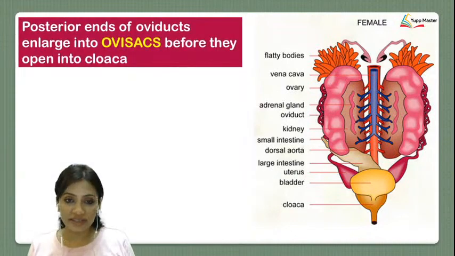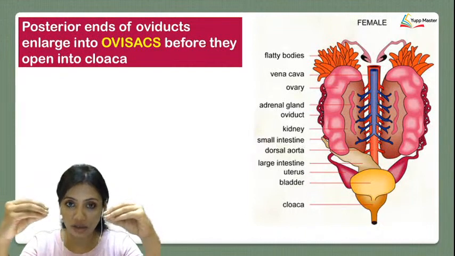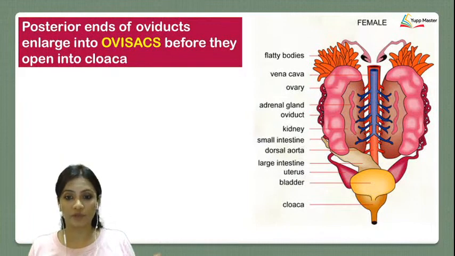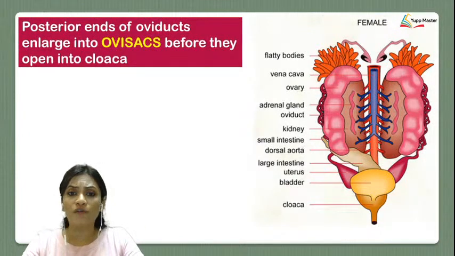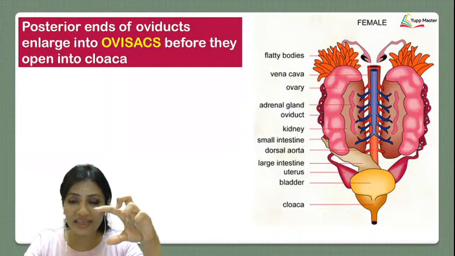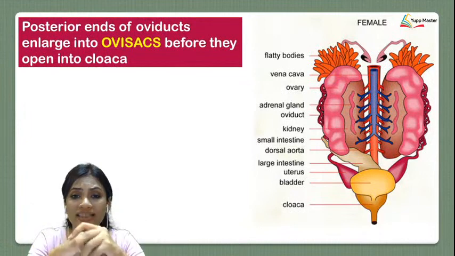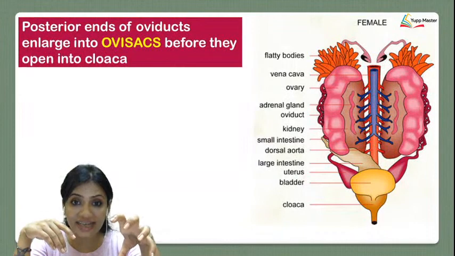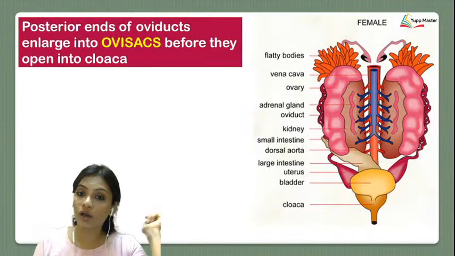Alright. Now we see here that the posterior ends of the oviducts are going to enlarge, and they're going to be forming ovisacs just before they enter into the cloaca. So basically the ovaries will be releasing the egg. Egg will pass through the oviducts. Oviducts will open into ovisacs, small openings. Remember, in the humans also, the oviducts have got a slight enlargement which we call as the ampulla. Over here, they're going to enlarge into small sacs which are called as ovisacs, and then they're going to open. Open where? They will then open into the cloaca.